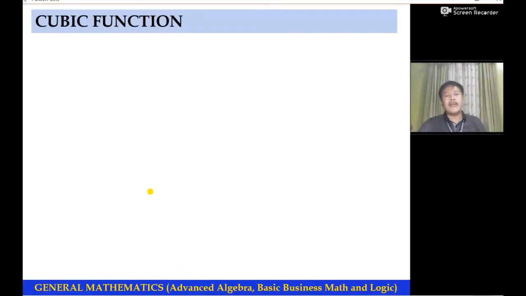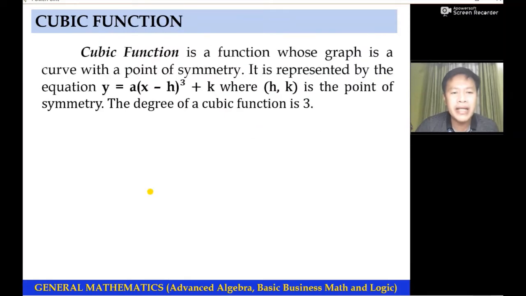This time, we are going to discuss cubic function, and this is the fourth basic function in our general mathematics. Cubic function is a function whose graph is a curve with a point of symmetry. It is represented by the equation y is equal to a quantity x minus h quantity cube plus k, where h and k is the point of symmetry.